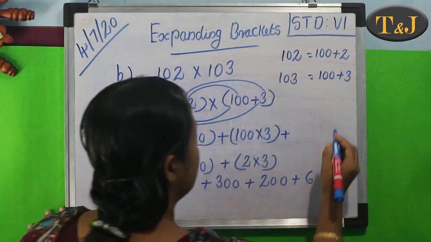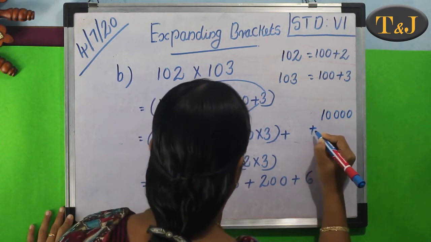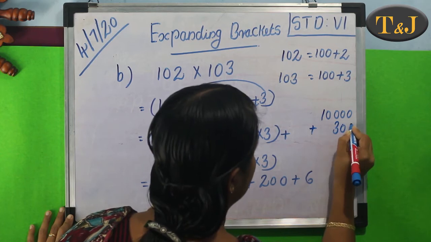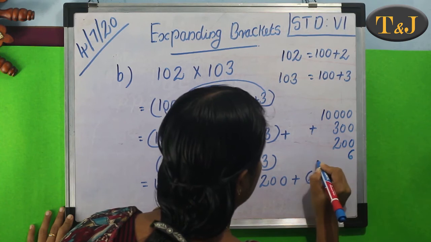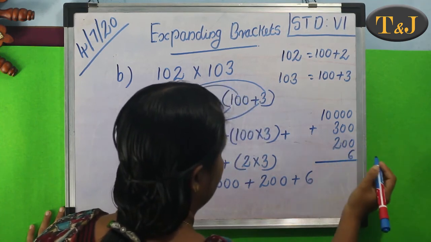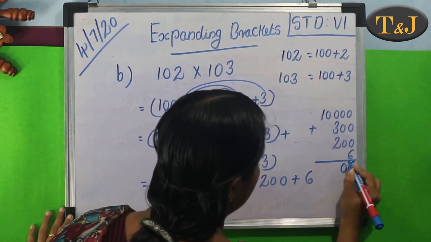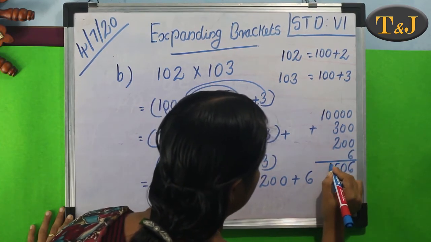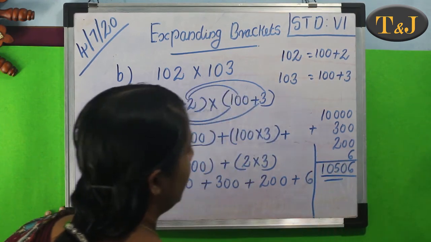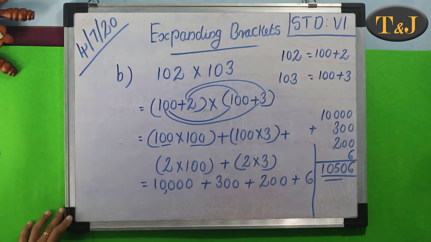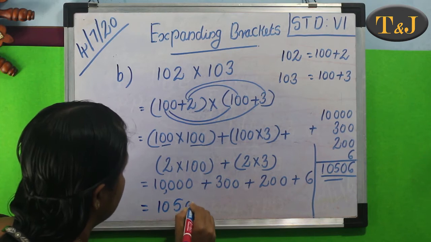So we add these numbers: 10,000 plus 300 plus 200 plus 6. 0 plus 0 plus 0 plus 6 is 6. Then again 0. 3 plus 2 equals 5. Then 0. Next number is 1. Now we get the answer 10,506.